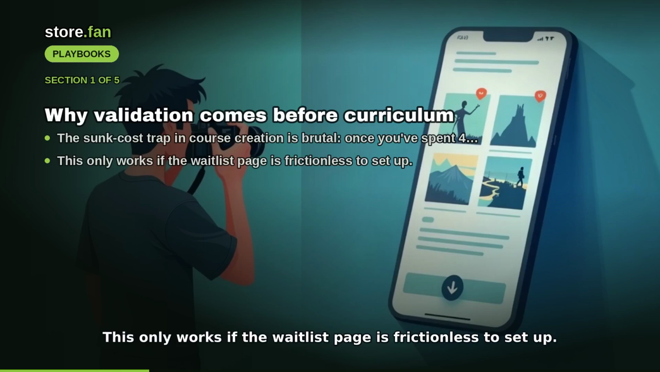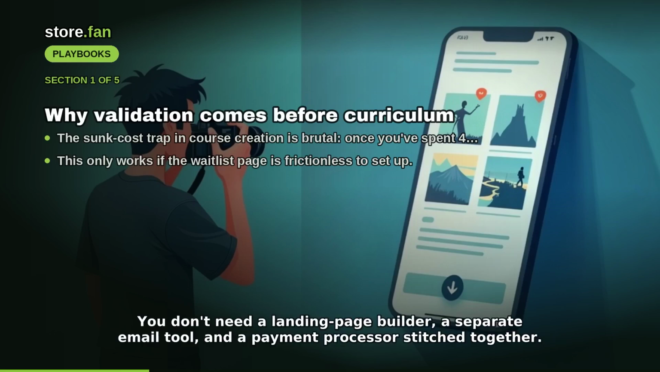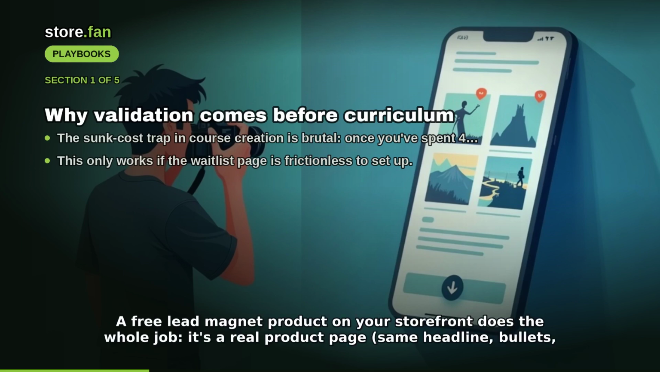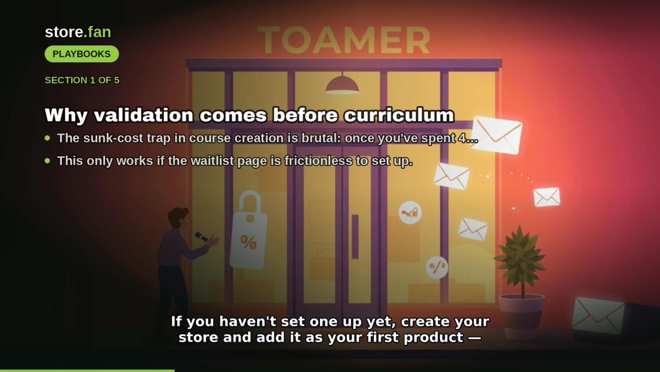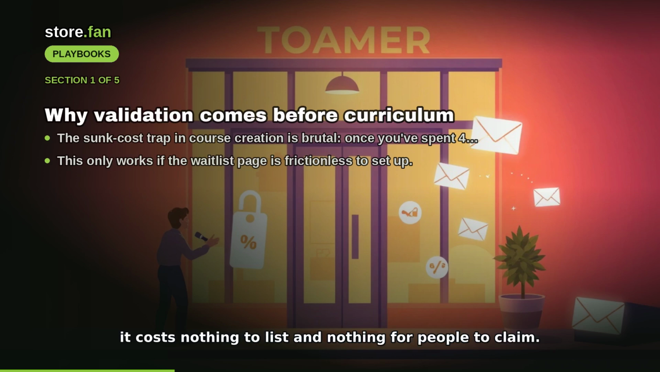This only works if the waitlist page is frictionless to set up. You don't need a landing page builder, a separate email tool, and a payment processor stitched together. A free lead magnet product on your storefront does the whole job. It's a real product page, same headline, bullets, and image treatment your future course will use, that collects an email through the normal checkout flow and drops it straight into your customer list. If you haven't set one up yet, create your store and add it as your first product. It costs nothing to list and nothing for people to claim.